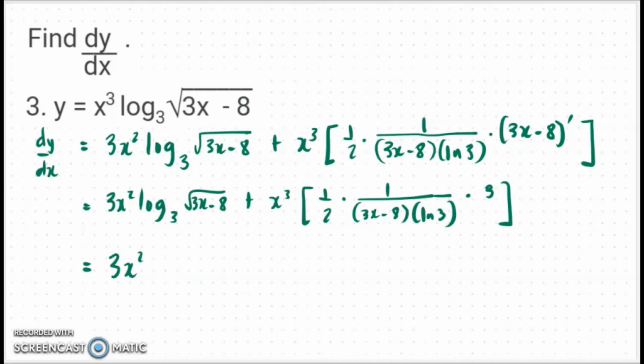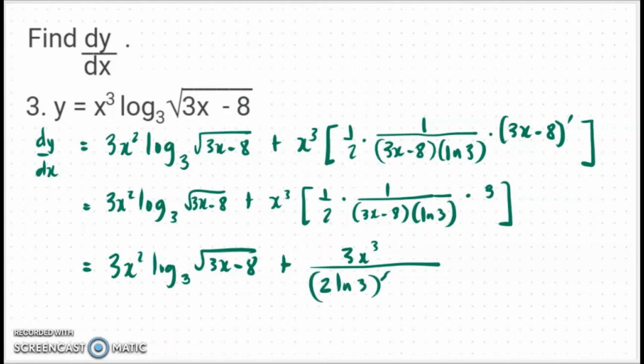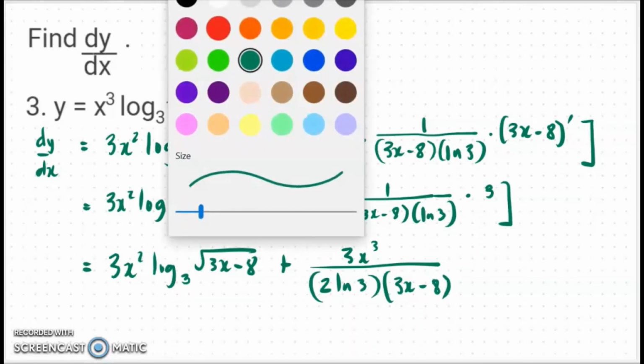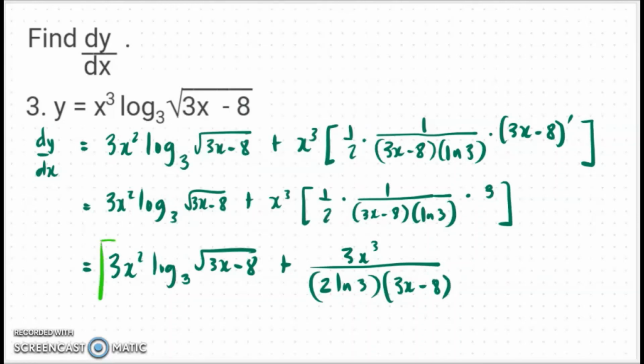We have 3x squared log square root of 3x minus 8 base 3 plus, so we can multiply everything here. We have 3x cubed in the numerator, right? If you multiply x cubed and 3. And in the denominator, we have 2 ln 3 multiplied by 3x minus 8. And that's it. That's our final answer to this example number 3.